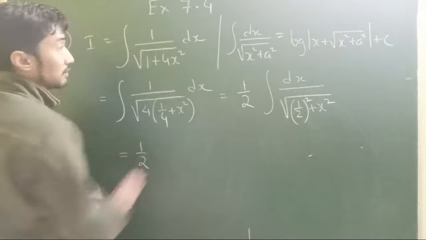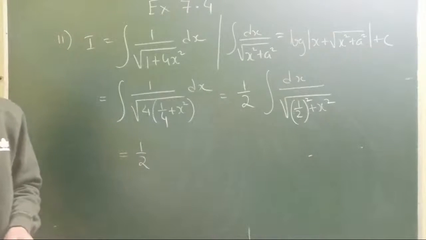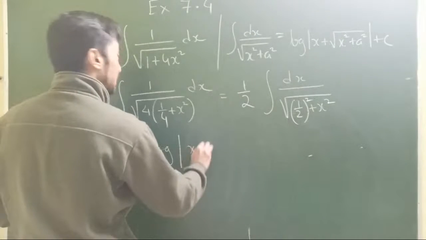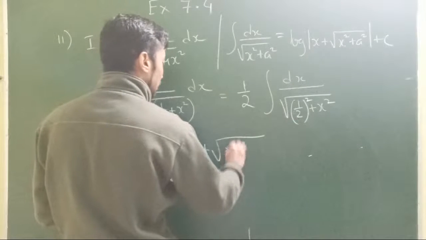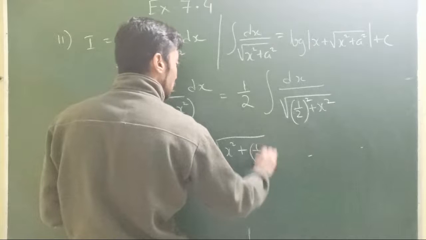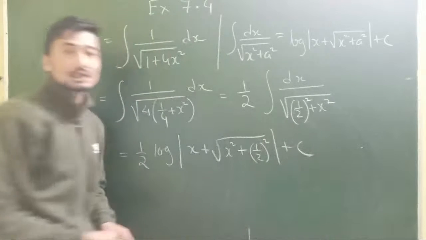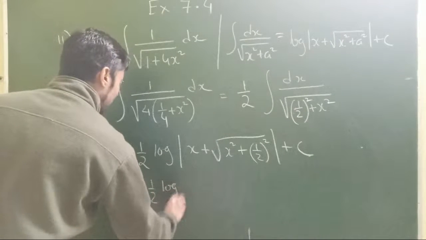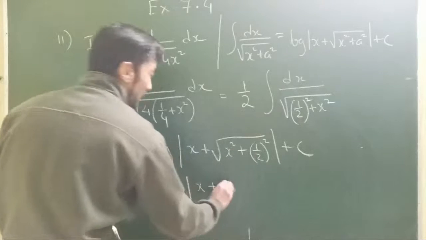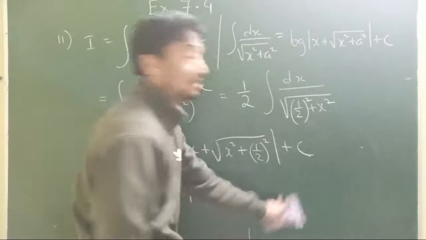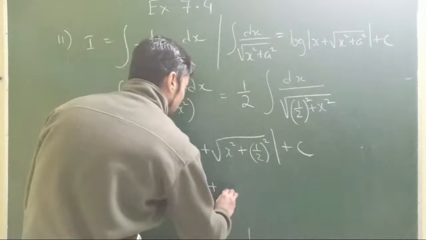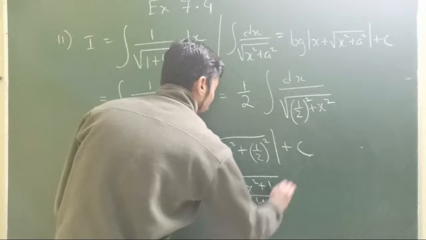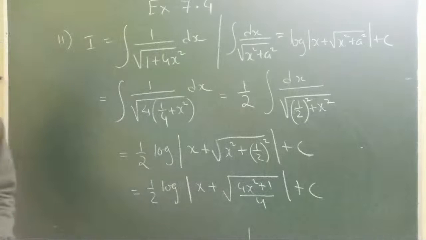Now that's all that we have here. So just apply the formula: log of x plus root over of x squared plus a squared, that is 1 by 2 whole square, plus the integration constant c. So you can simplify this. Most of the simplification I'll leave to you so that the video doesn't go too long. So that will be 4x squared plus 1 divided by 4, plus c.